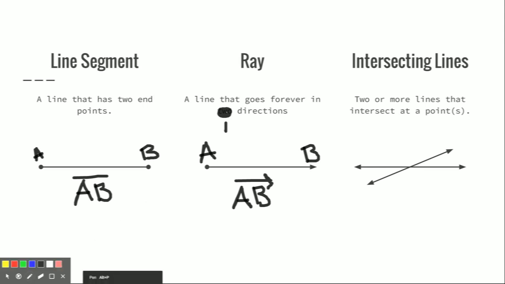Now, intersecting lines are lines that intersect at a point. And so right here is where those lines intersect. And it could be more than two lines. You could even have another line that goes right through, and all of them are intersecting, three lines are intersecting at one point. But intersecting lines are two lines that cross paths.